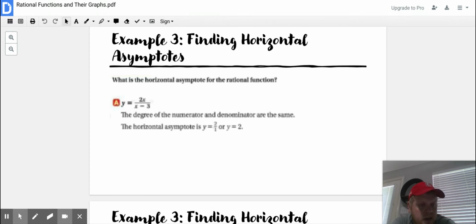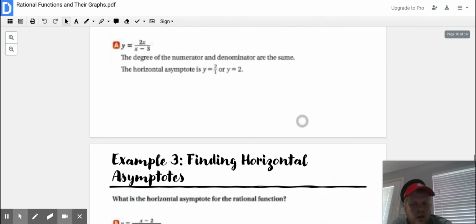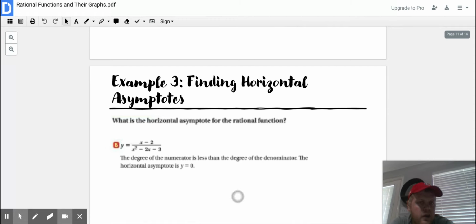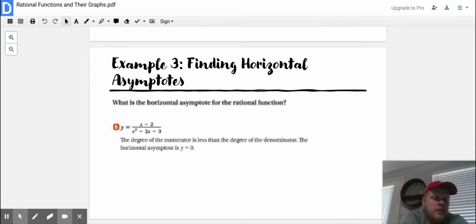Since these are the same here, then I divide the coefficients. So the coefficient on top is 2. The number in front of x, if I don't see one, would be 1. So 2 over 1 is 2. So again, that would be your horizontal asymptote of y equals 2. Okay? Same topic. We're still finding horizontal asymptotes here. Now again, this one we're looking for, again, is the degree higher on the numerator or the denominator?